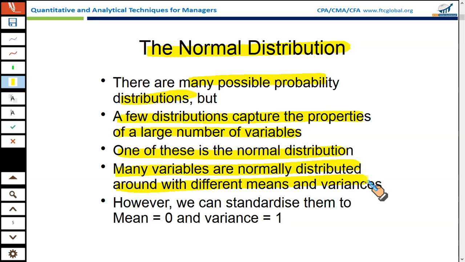What is more interesting about the normal distribution is that many variables in nature and human activities tend to follow this distribution, although they often do so with their own unique means and variances. However, we can standardize them to mean 0 and variance 1. To simplify analysis and make different normal distributions comparable, we can standardize them. Standardization transforms any normal distribution so that it has a mean of 0 and a standard deviation of 1. I will show how it's done. This process is very important in many statistical methods and tests. We will see as we proceed.